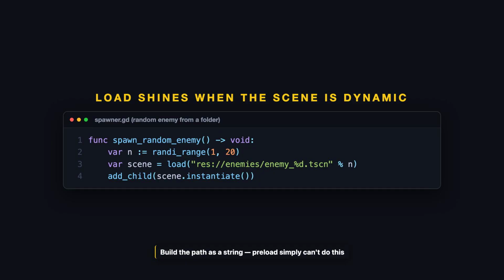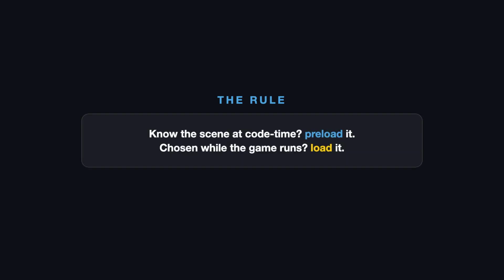Here's the simple rule. If you know the exact scene at code time, preload it. If the scene is chosen while the game runs, load it. Preload for the fixed stuff, load for the dynamic stuff. 90% of the time, preload is what you want.